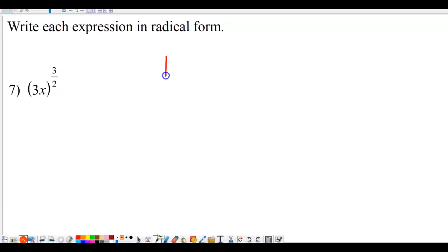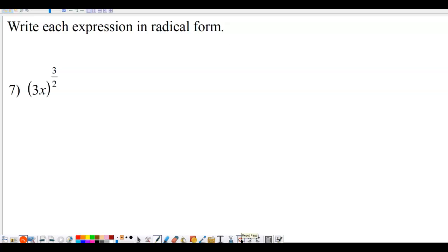Anytime you have a number being raised to a fraction power, you can rewrite that as a root. I'll put an A there, where you're taking the 8th root and then you're raising it to the t power. So this number becomes your root, and this becomes your power. Okay, so that's what those are.